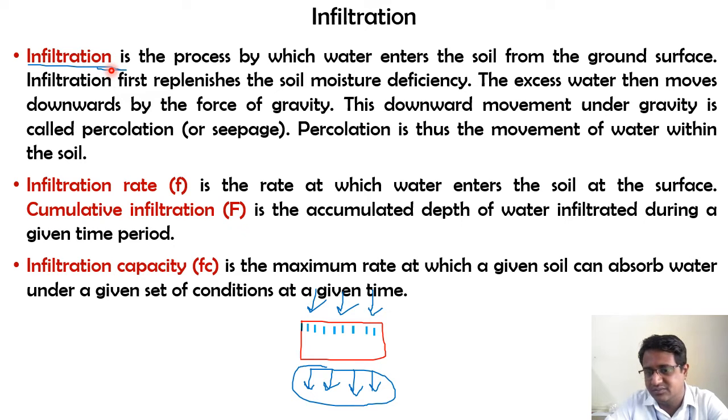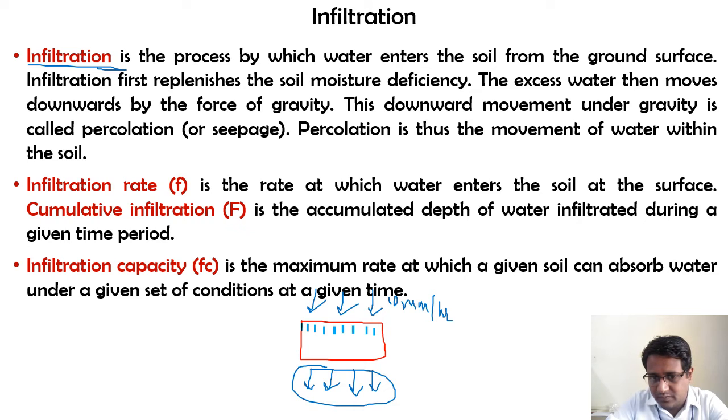Fine. So with this, next the terminology that comes is infiltration rate, which we denote with a small f. It is the rate at which the water enters the soil at the surface. So what do you mean by that? Infiltration rate indicates what? If I try to show it with a figure, imagine the intensity of rainfall that is occurring is 10 millimeters per hour.